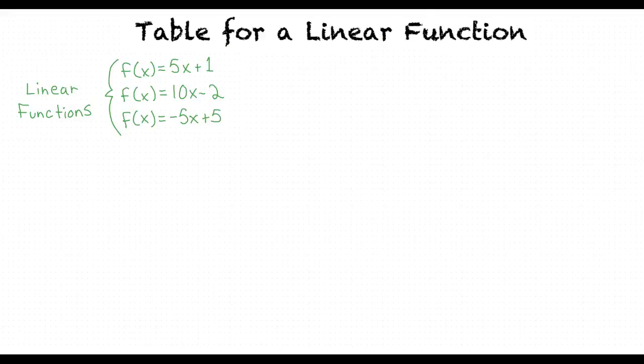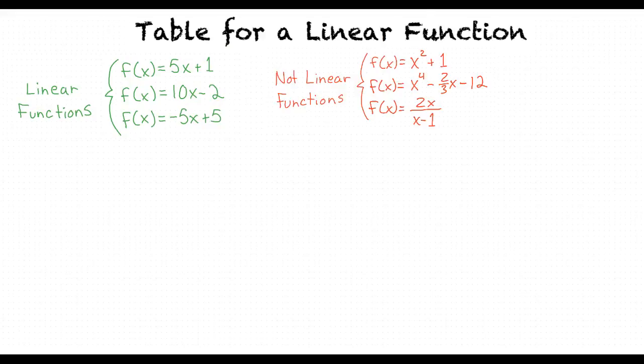F of x equals 5x plus 1, f of x equals 10x minus 2, and f of x equals negative 5x plus 5 are all linear functions. Here are some examples of functions that are not linear. F of x equals x squared plus 1, f of x equals x to the fourth minus 2/3 x minus 12, and f of x equals 2x divided by x minus 1 are all functions that when graphed do not make a straight line.